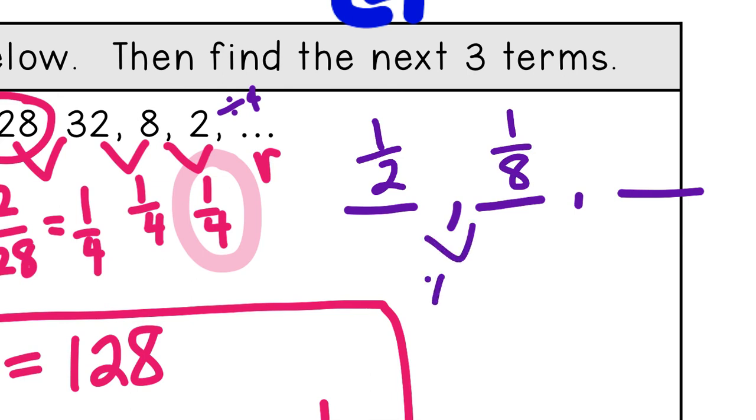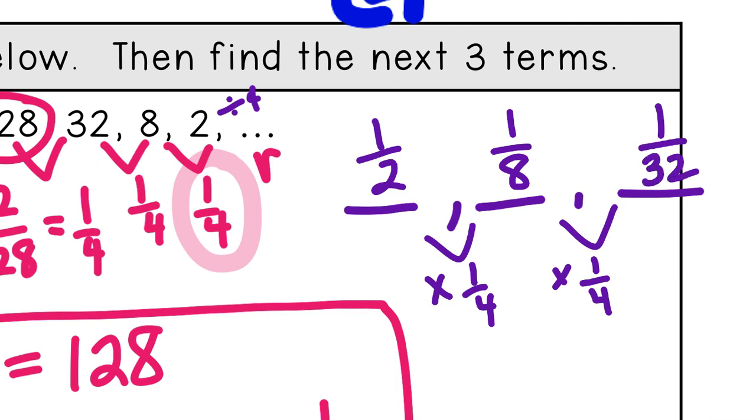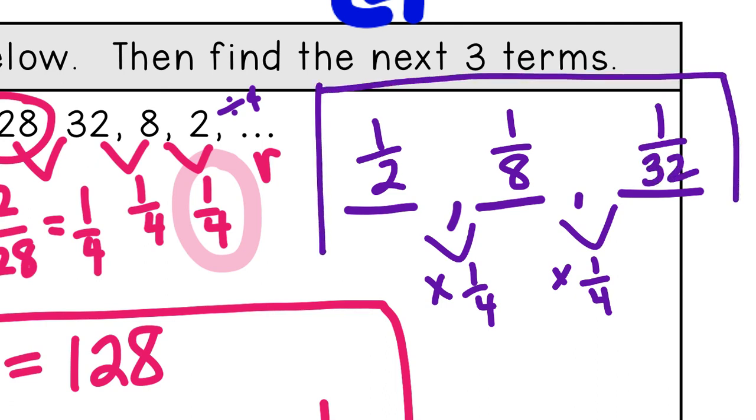So from here to here, remember, we're timesing by 1/4. So let's do that again. Times it by 1/4. And that would get you 1/32. So these are my next 3 terms.